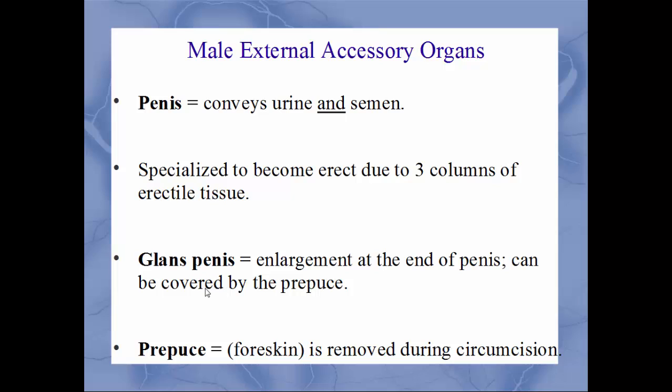The end of the penis, or the head of the penis, is the glans penis. This is also covered by the foreskin, and the technical name of the foreskin is the prepuce, and this is the material that is removed during a circumcision.